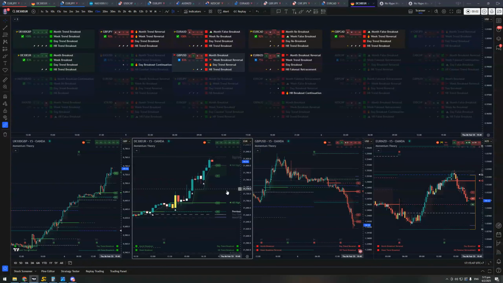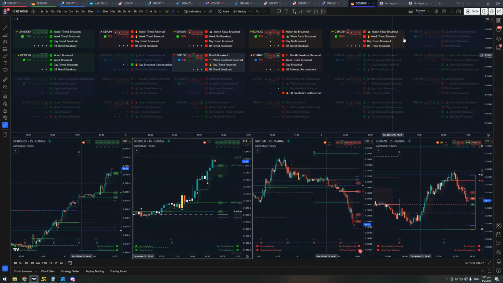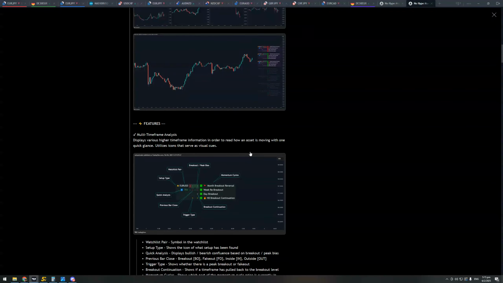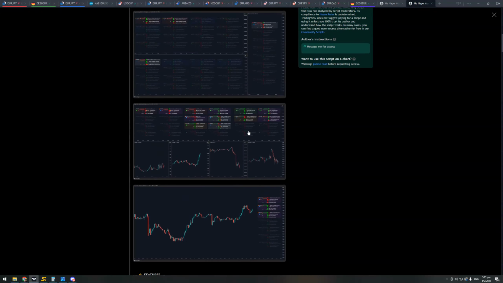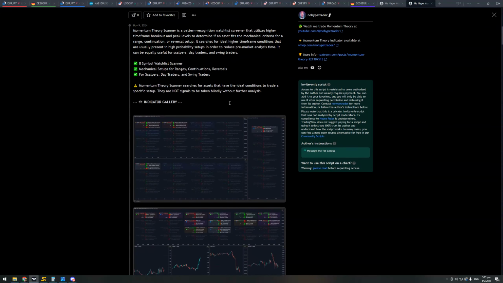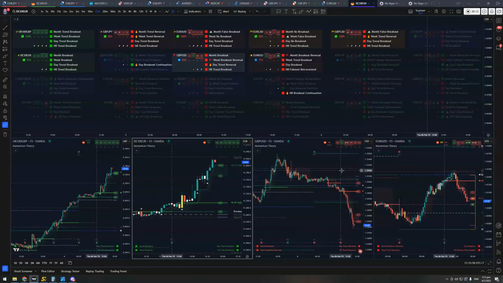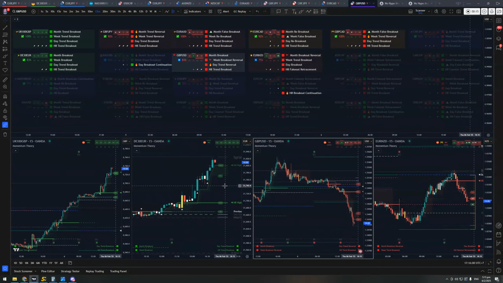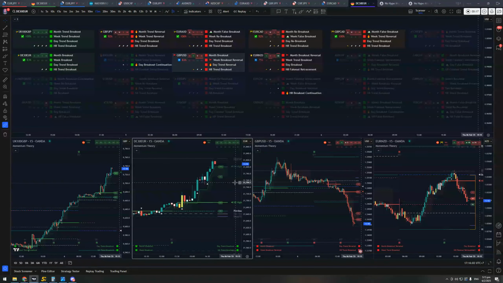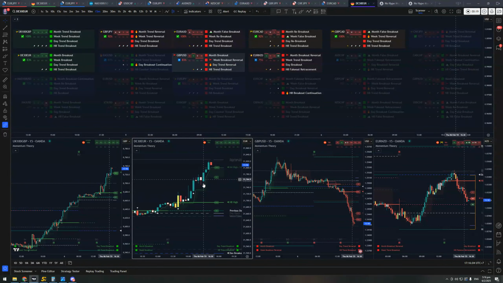Okay, London session using momentum theory scanner. Momentum theory scanner is almost done. I'm just writing out all the features and preparing all the indicator page. It's going to be in the subscription very soon, maybe this week, maybe next week. Well, definitely next week, but could possibly be in by the weekend.